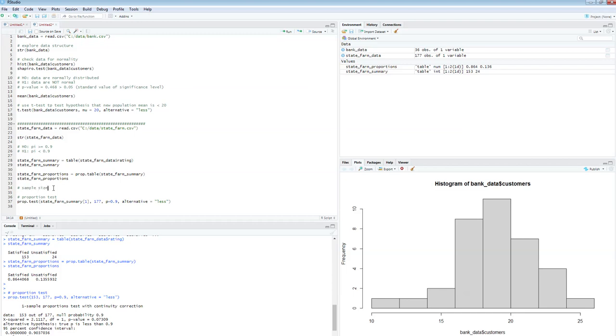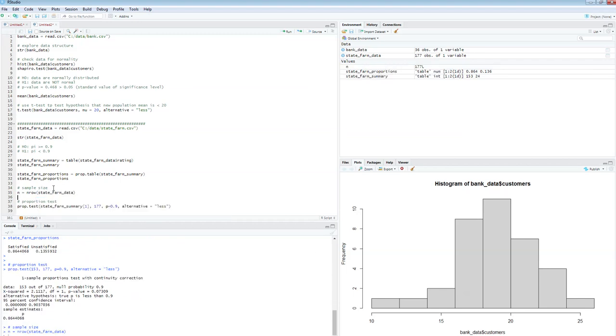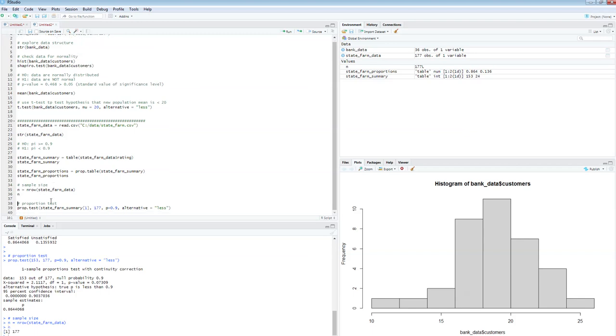Sample size is just simply, I'm going to use the same letter n, right? Function is called nrow, number of rows, in my data frame. And the data frame is called state_farm_data. This is my data frame. And let's just check, just to make sure that I got it right. N is 177. That is correct.